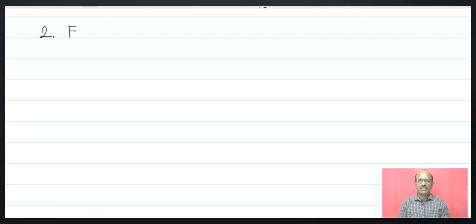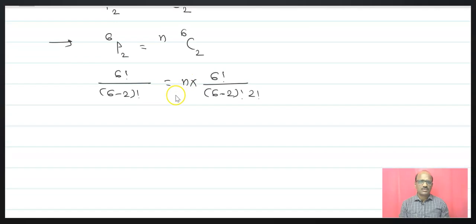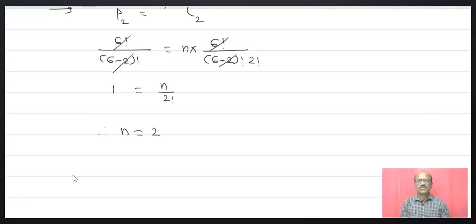Next, example number 2, that is the question number 2. Find n if 6P2 is equals to n times 6C2. Now on the left hand side there is a permutation, right hand side is a combination. Apply the formula for the permutation, that is 6 factorial upon 6 minus 2 factorial is equals to n into, now on this side there is a combination, 6 factorial upon 6 minus 2 factorial into 2 factorial. These two get cancelled. Therefore you will get n is equals to 2 factorial, that is 2.